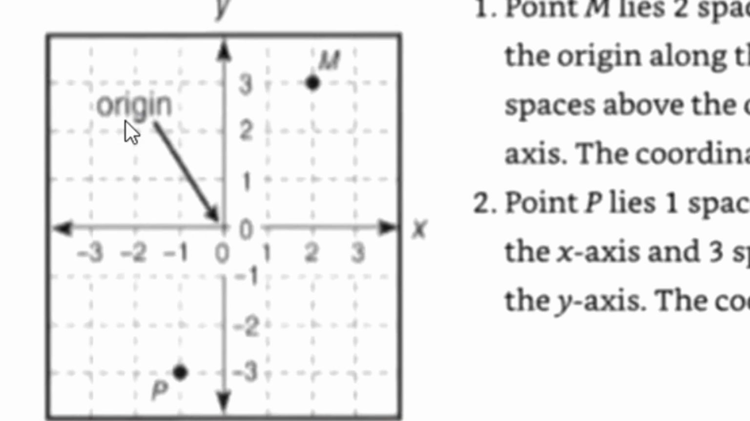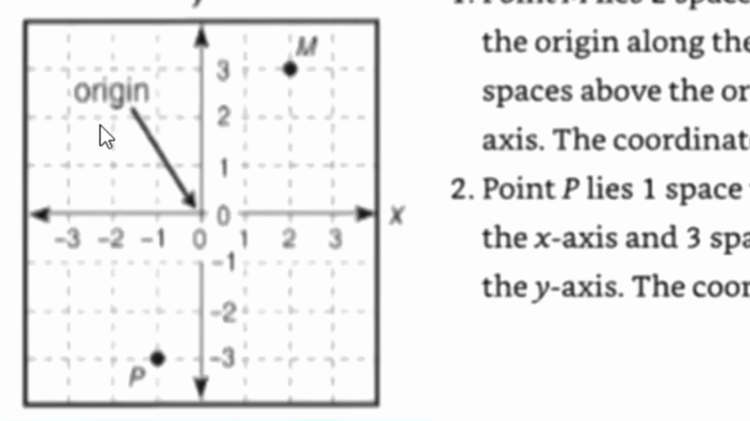Let's say you were at this point where it reads origin. We would have had to move 1, 2 spaces to the left, and then 1, 2, 3, let's just call this 3 spaces upwards. So your coordinate location, if you were standing here, would have been -2, 3. +3, right, since we moved upwards.